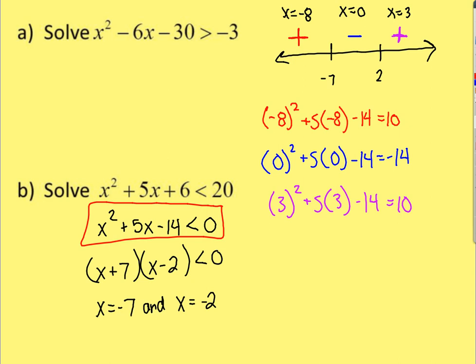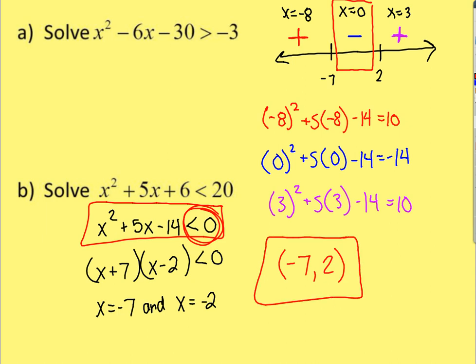Now for this function, we are looking for all the places where our function is less than 0. It's going to be less than 0 when it is a negative interval. So our solution for this one is it's going to be less than 0 between negative 7 and positive 2.